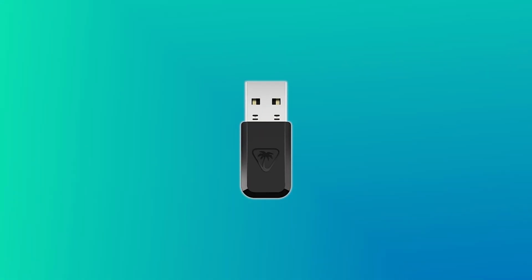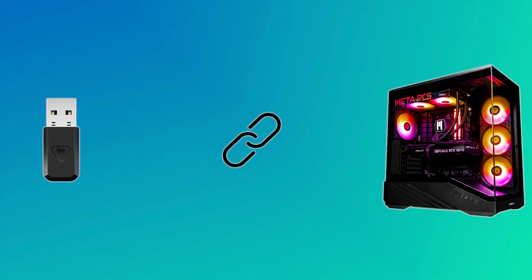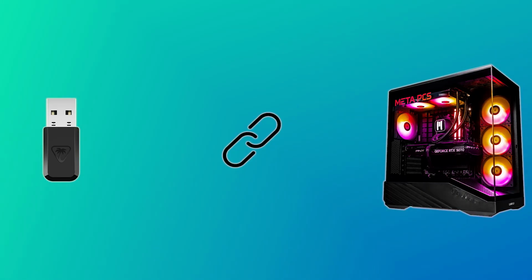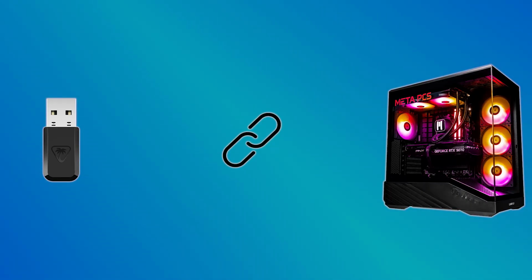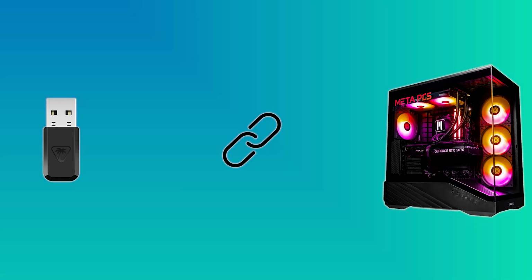First, you need the USB transmitter that came with your headset. Take the transmitter and plug it into any available USB port on your computer. Make sure it is fully inserted so that it can communicate with your headset.